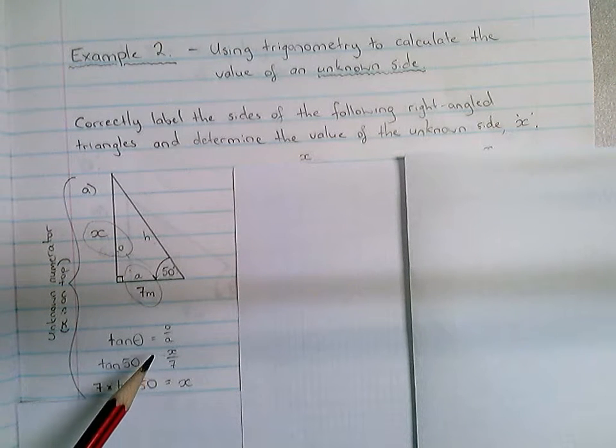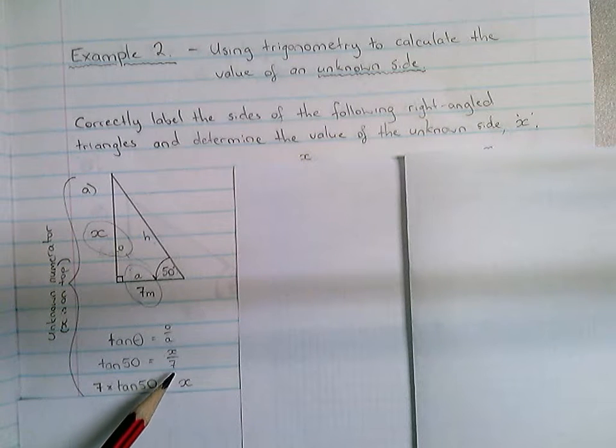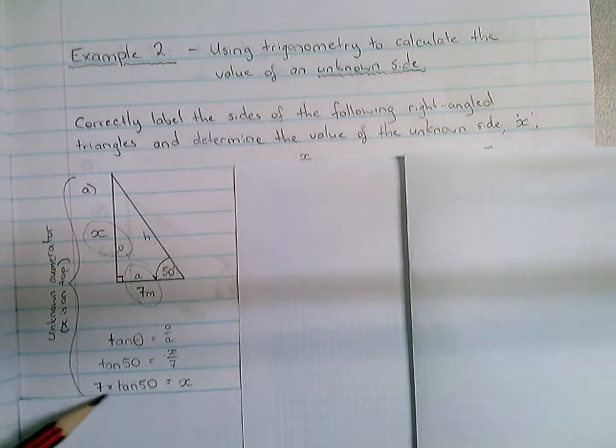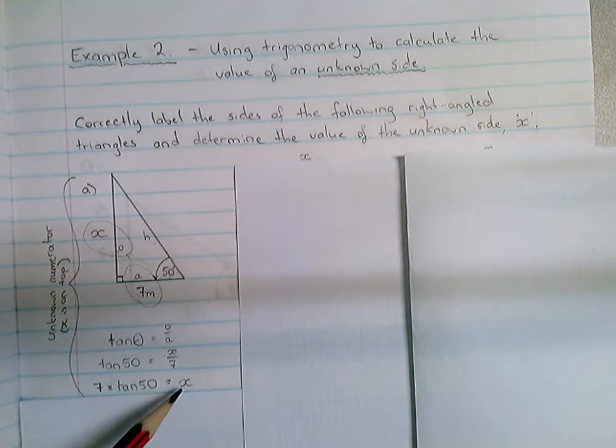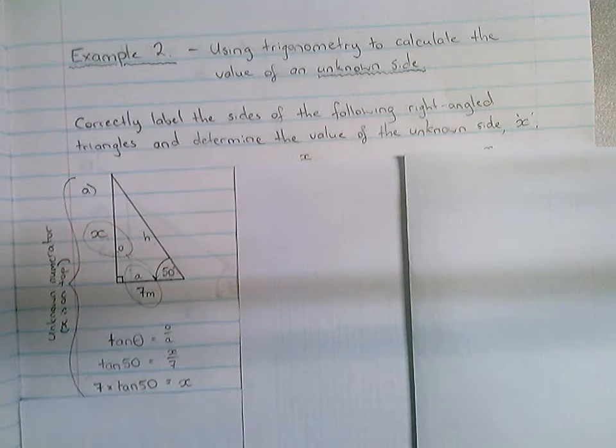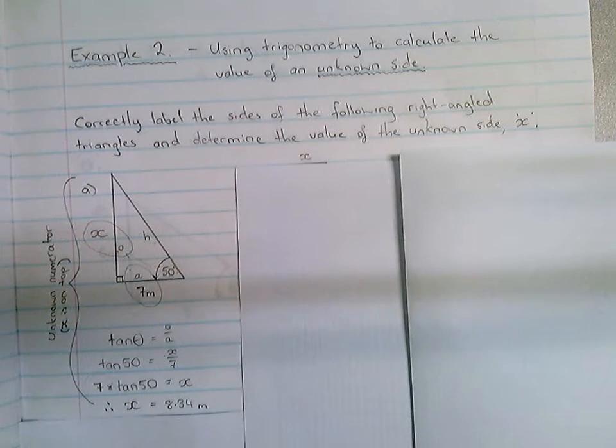Now to get rid of a divided by 7 on the right hand side, I need to times by 7 on the right hand side, and that would get rid of my divided by 7. But if I times by 7 on the right hand side, I must times by 7 on the left hand side, which is why I've said 7 times tan 50, which is equal to x, because we've eliminated that divided by 7 by doing that step there. To get rid of the divide 7, we simply times it over the other side. 7 times tan 50 equals x, which if you put into a calculator should equal 8.34. The units are metres, they're given in the question.